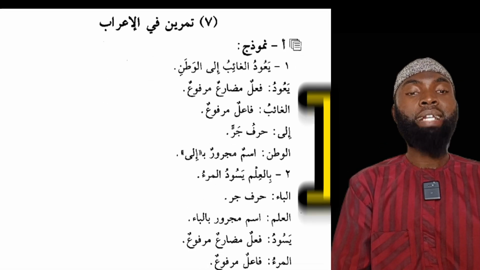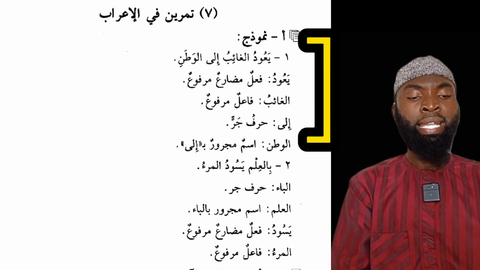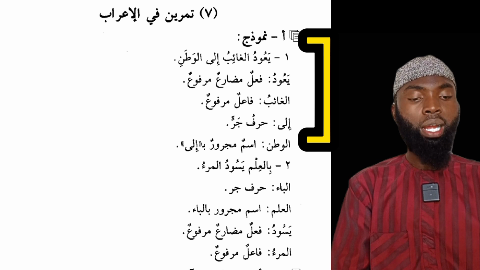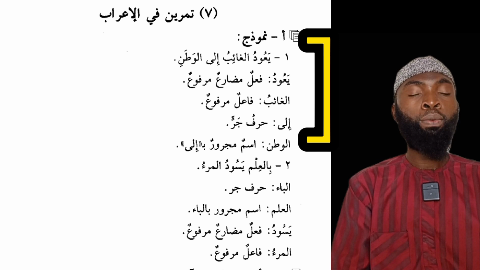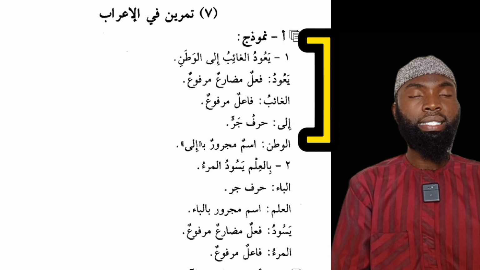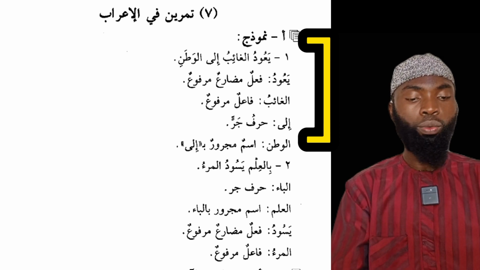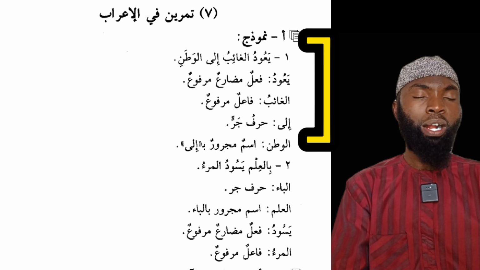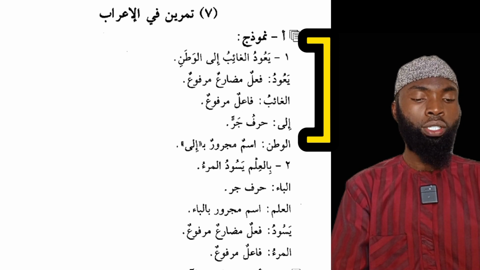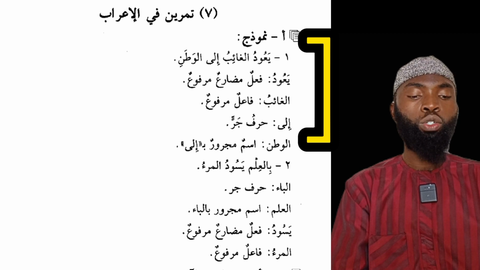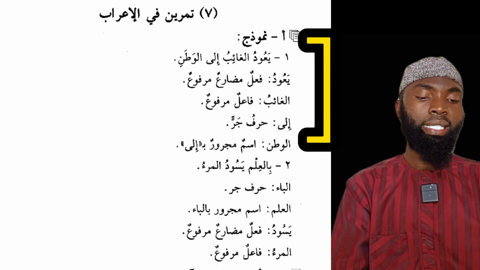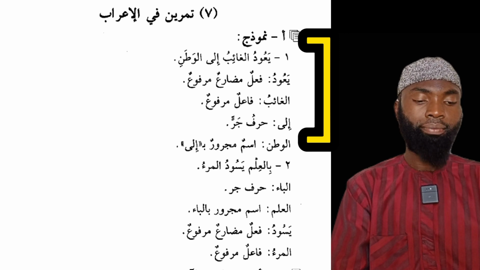Tamarinun fil i'rab, exercise on grammatical analysis. We have namudhaj, sample. Sample number one, we have ya'udu al-ghaibu ila al-watani. The absent is returning to the town. Ya'udu is fi'lun mudari'un marfu'un. That is the grammatical function. Al-ghaibu is the fa'ilun marfu'un, and ila is harfu jarrin. Al-watan is ismun majrurun bi ila.